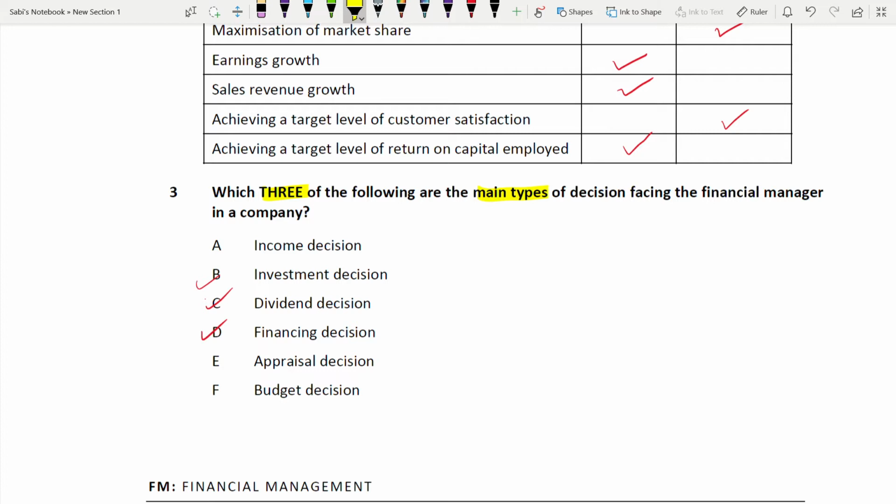So this income decision, okay. Let's talk about income decision. Income decisions are subdivisions of investment decision. Whatever you make in the investment decision, under that you will be making income decision, but that's not the main type. An appraisal decision is a subdivision of, again, investment decision only. And budget decisions are not performed by the financial manager. See the word, it's financial manager. So budget decision is not something done by the financial manager. That is done by the management accountant.